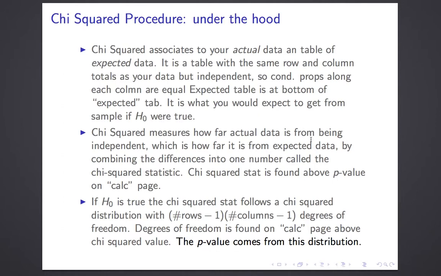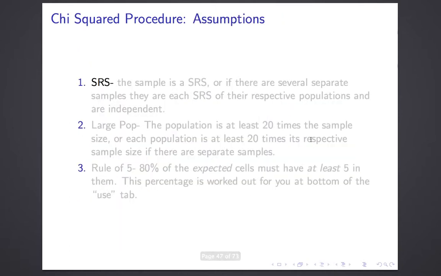Degrees of freedom are how many pieces of information do not agree between the expected and the actual data. The row and column totals all agree, so they have some amount of information in common. For what that's worth. Okay, finally, the chi-squared procedure has 3 assumptions.